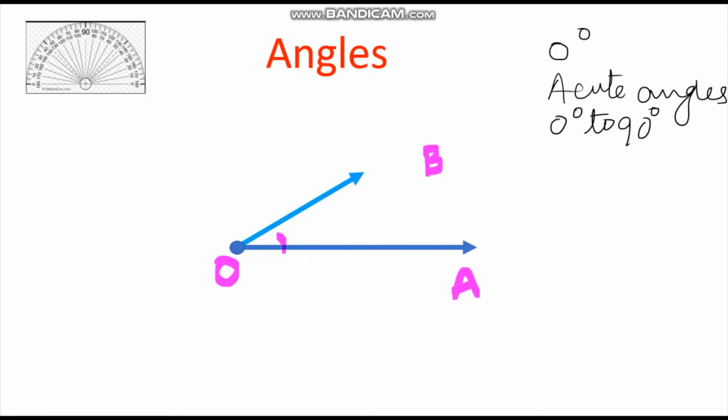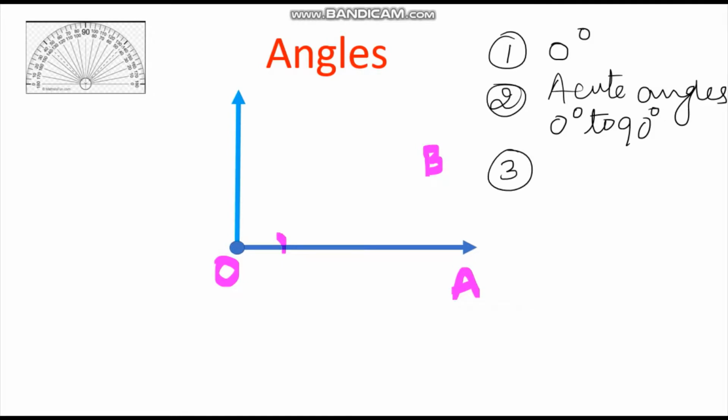Now again, when you will move this particular ray in such a way that it becomes perpendicular to OA, yes, now it is perpendicular. When OB is perpendicular to OA, you get 90 degrees. See, this is angle 1, 0 degree. Then is acute angle which lies between 0 to 90, and the third is 90 degree, that is right angle. It is known as right angle.